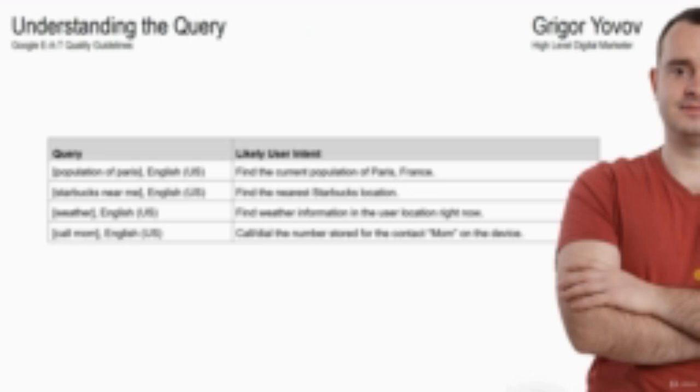So there are different types of queries, and the goal for Google is to understand what each means. Let's say the query "population of Paris" is obviously someone who wants to find the current population of Paris, France. "Starbucks near me" means that he wants to find the nearest Starbucks location, find weather information in the user location right now, and "call mom" is obviously to dial the number stored for the contact mom on the device.